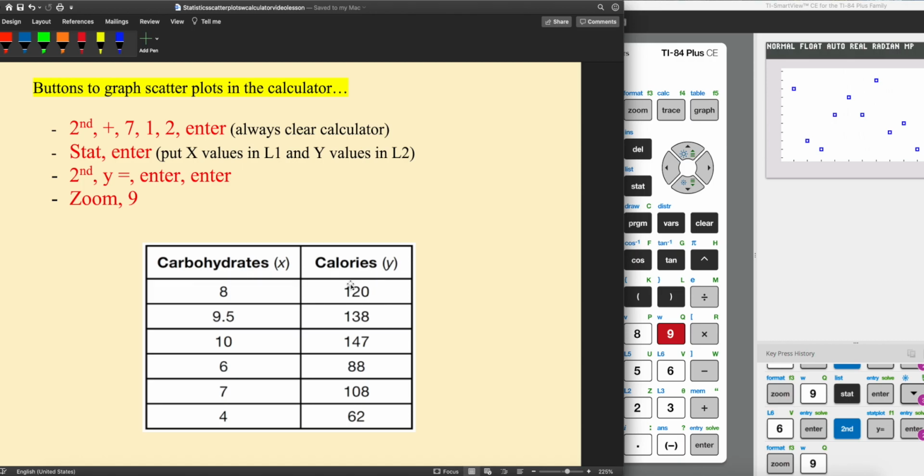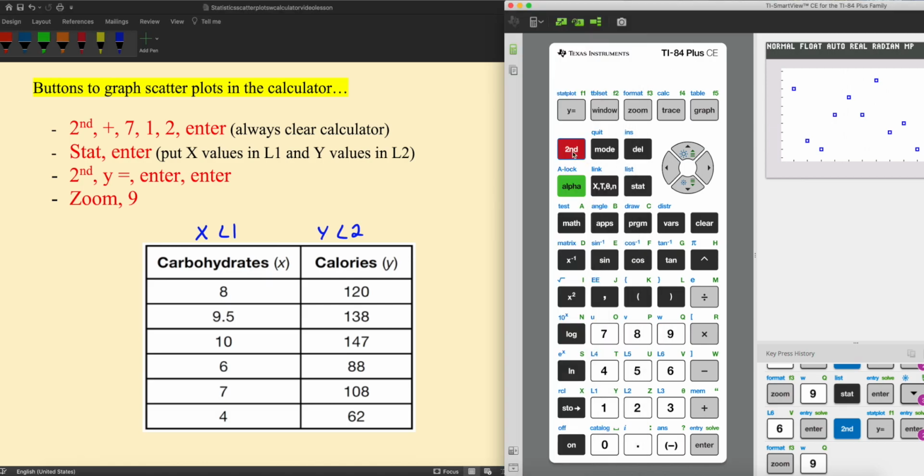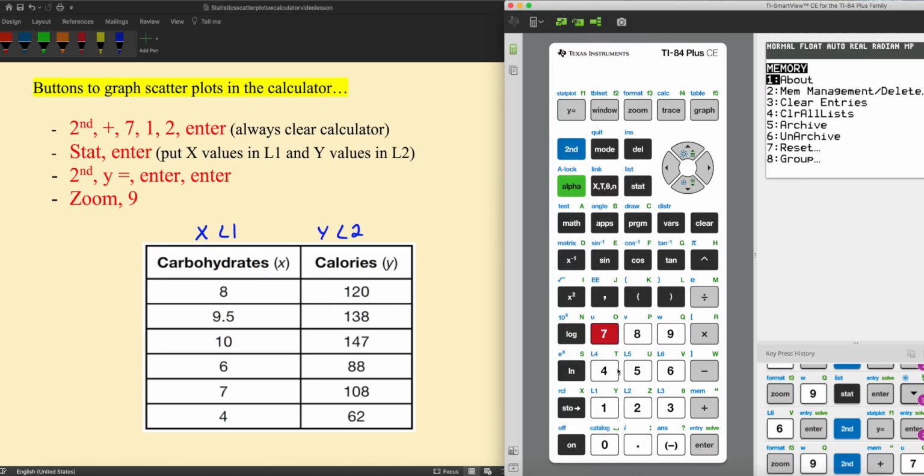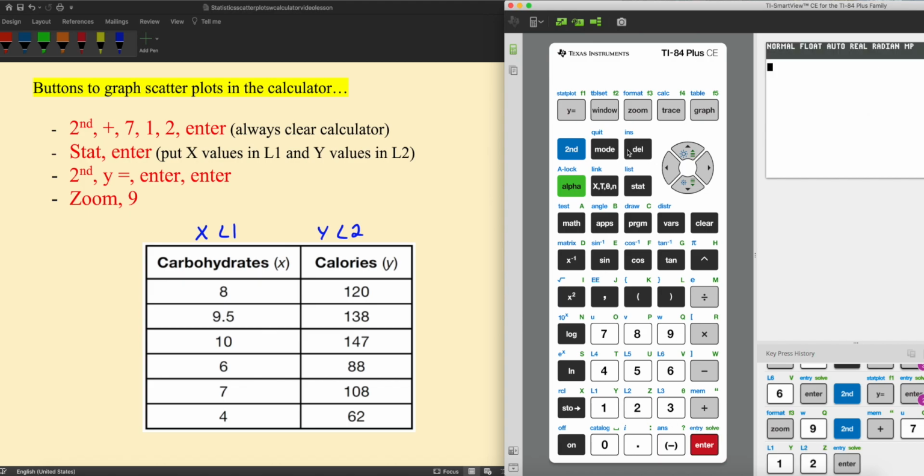They're not always going to tell you that though, so you have to know that the first column is always X, the second's always Y. So I like to label it always. This is my X, and if it's X, it's always going to go in the L1 column. This is my Y values, and they're always going to go in the L2. Always. That will not change. So now that we know that, let's clear our calculator and get this information in. Remember, second plus 712 enter. Stat enter. And I'll put a card up in the previous lesson so you can review those buttons.